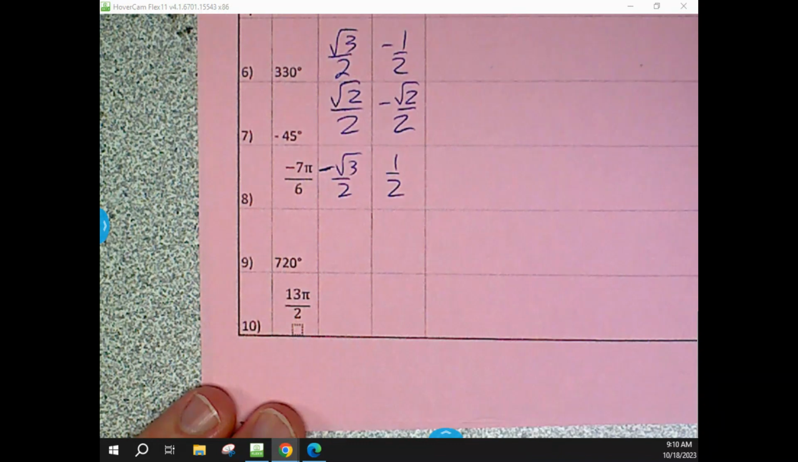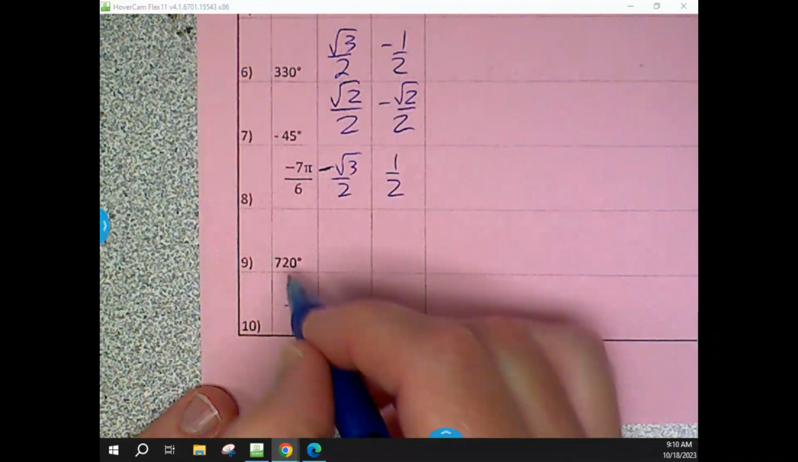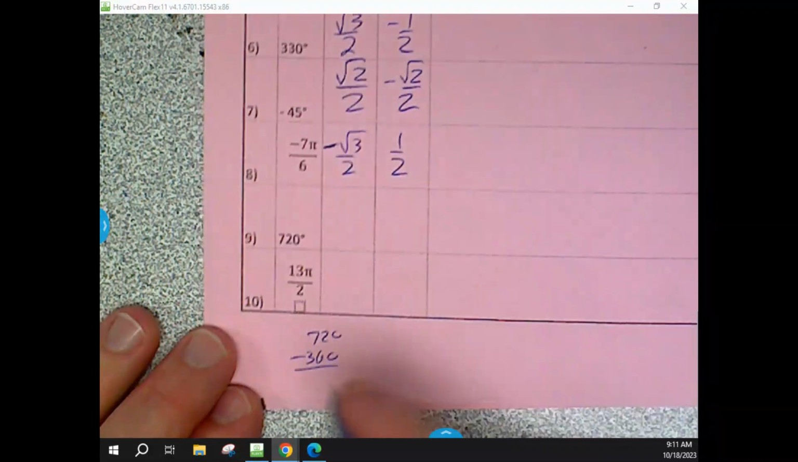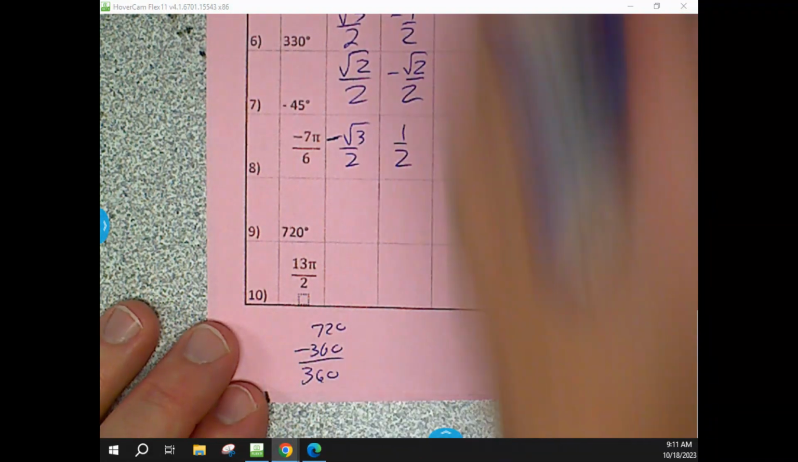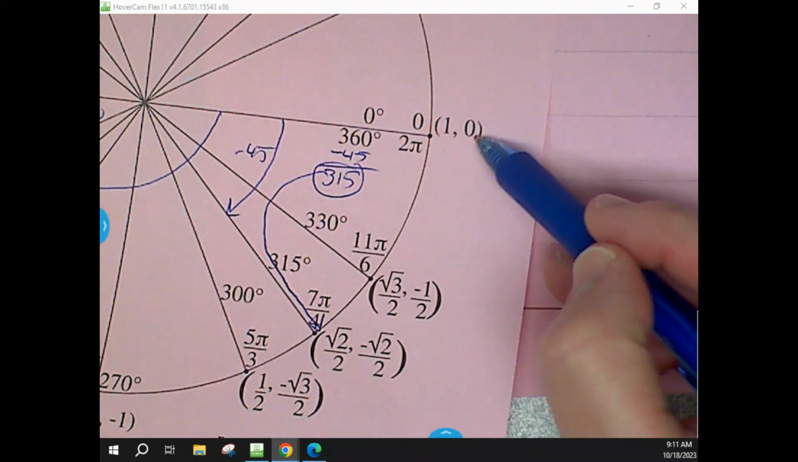All right, 720, not on the board, right? But what we said yesterday was if it's 720, we can just take 360 and subtract it from it. So 720 would basically be the same thing as being at 360, which is also the same as being at 0. So that one's just going to be 1, 0 for our cosine and our sine.